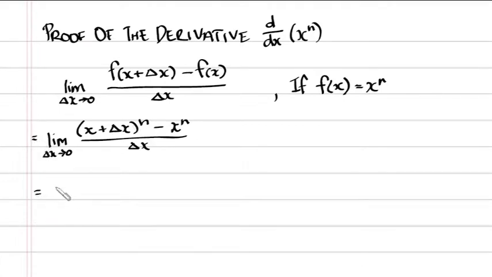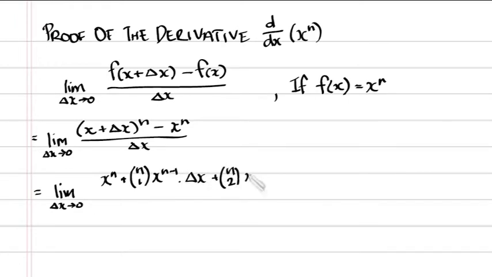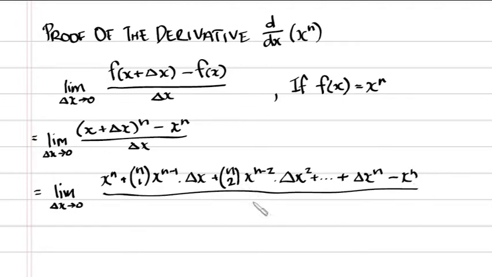Now if we use the binomial theorem to expand this expression x plus delta x to the power n, and you can find out more about the binomial theorem by looking at the video on the definition of the binomial theorem, then this expansion becomes x to the power n plus n choose 1 times x to the n minus 1 by delta x plus n choose 2 by x to the n minus 2 by delta x squared, and so on and so on, until we come to the last term of that expansion, of course, which is just delta x to the power n. The rest of the numerator we're left with take away x to the n, and in the denominator we still have delta x.